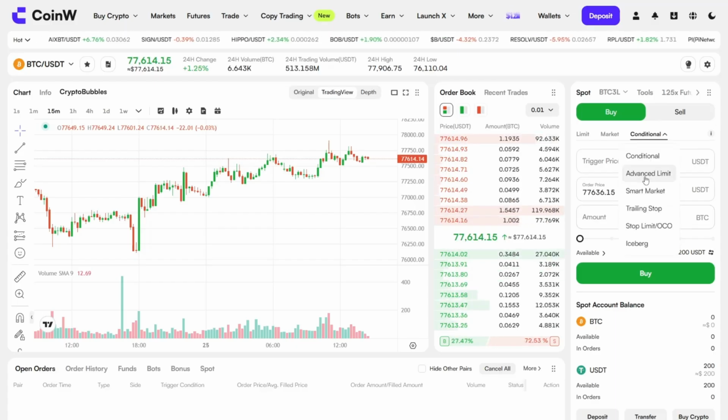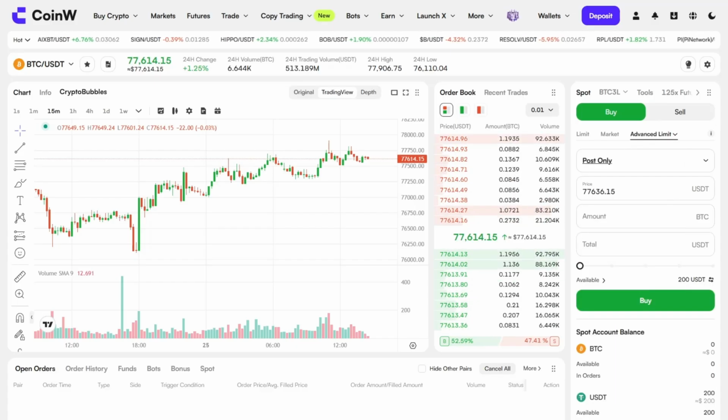Next, we have advanced limit. There are 3 advanced limit orders. We have post only, FOK, and IOC. Post only means your order will only be placed if it adds liquidity to the order book. This helps make sure you pay a maker fee and not a taker fee.